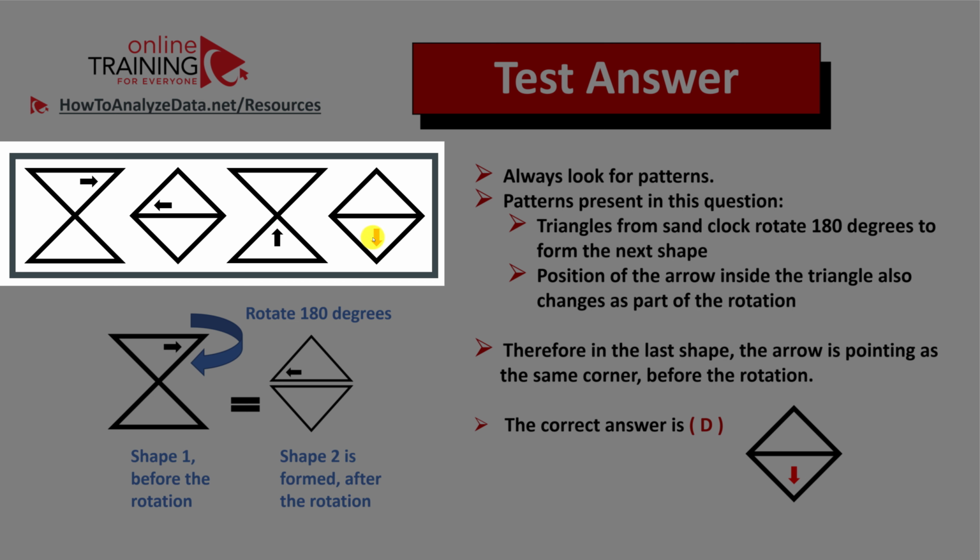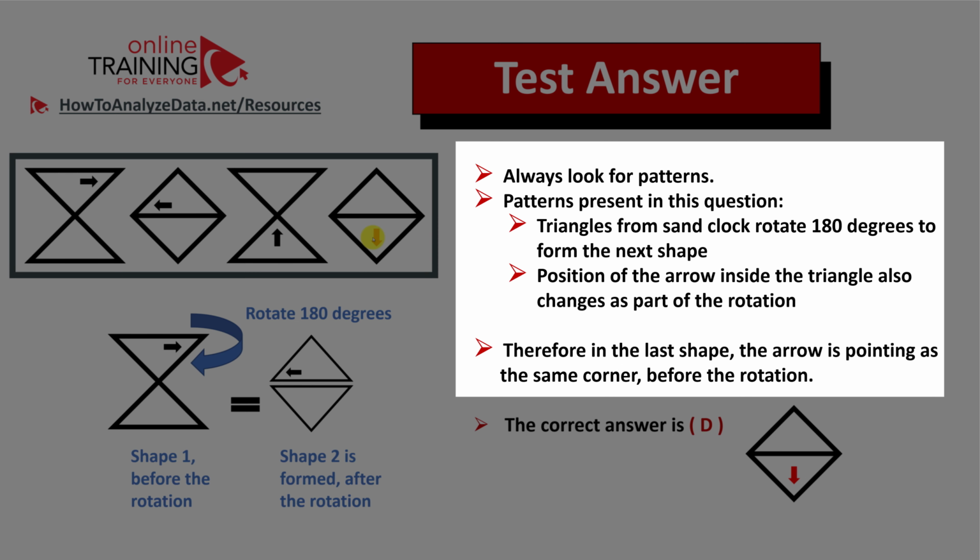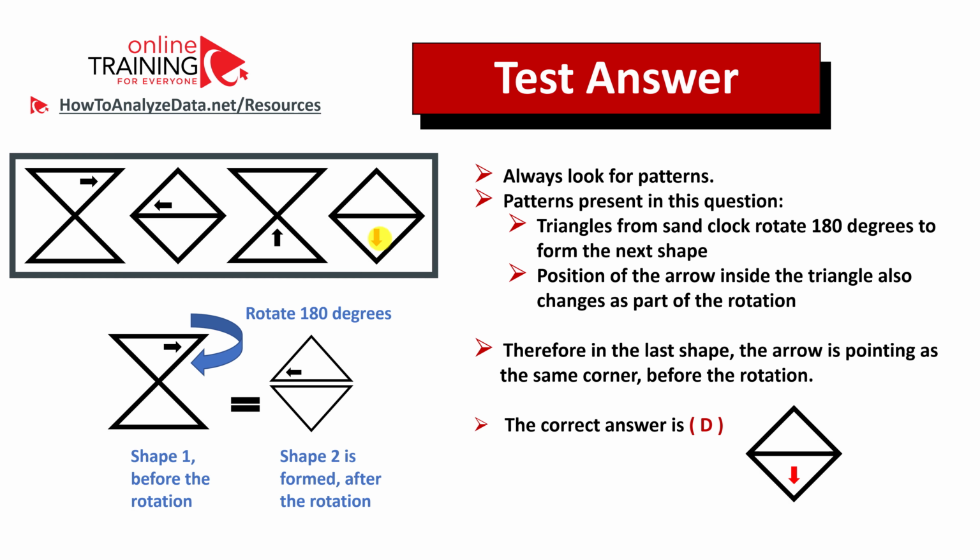Once you figure out the pattern, you know exactly how to calculate the location of the arrow in the shape number 4. Let's recap. Always look for patterns. Patterns presented in this question consist of 2 items. Triangles from the sand clock rotate 180 degrees to the next shape, and position of the arrow is determined based on the rotation. This is why the next shape will be the one with the arrow pointing at the same corner as it was before the rotation. Hopefully you've nailed this question and now know what to look for on the real test.